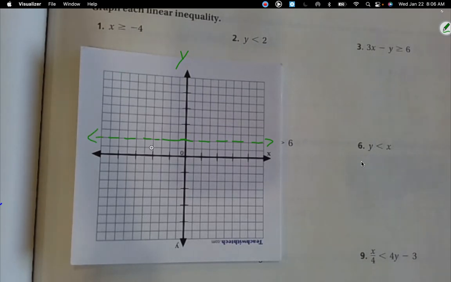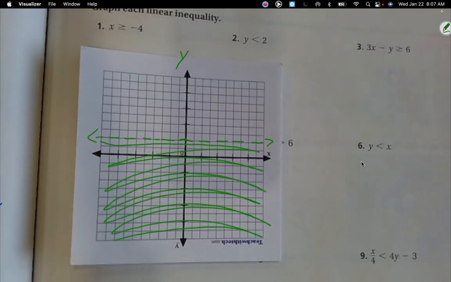Okay. All right. Now, if we're less than that, do we go above it or below it? Below. Below it. So this is below it. All right. There we go.